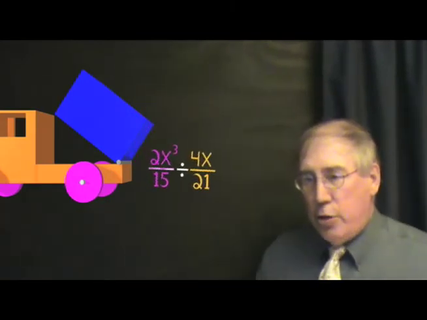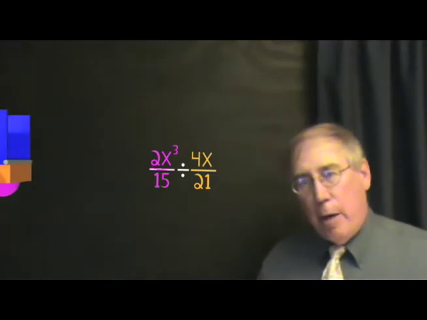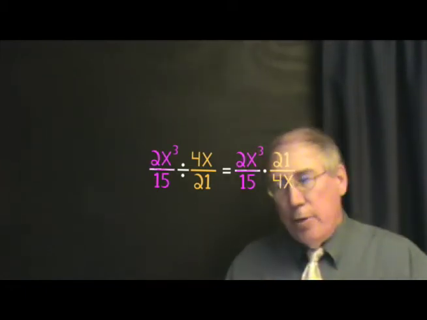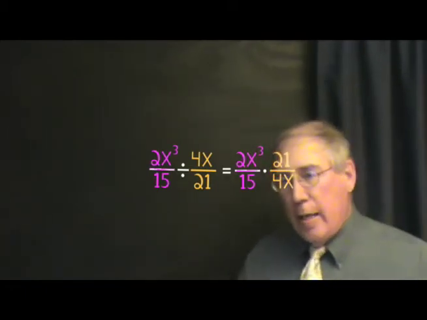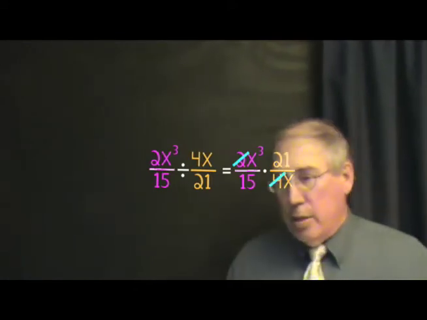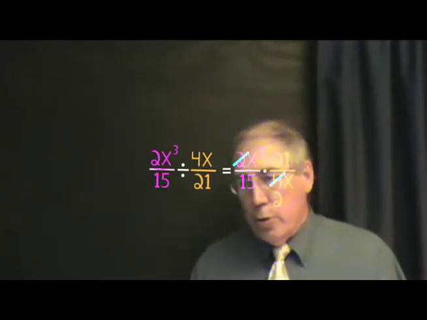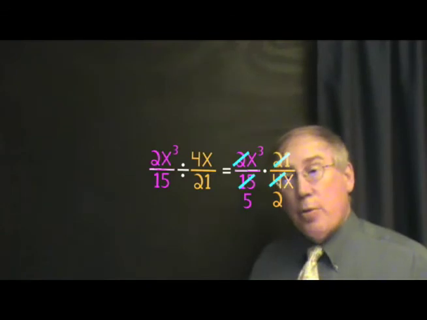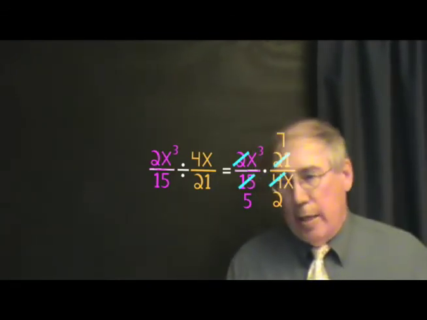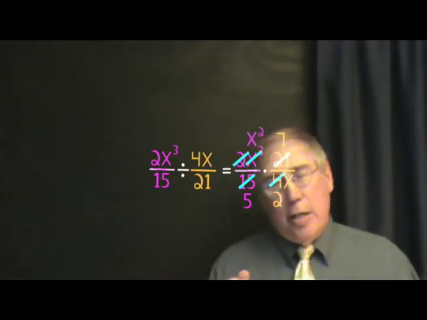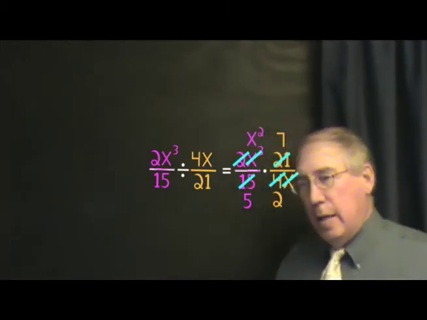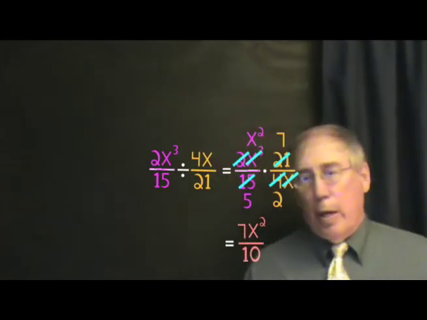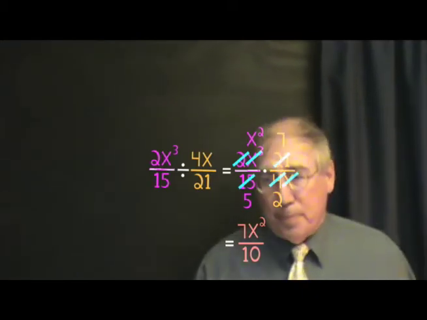All right, 2x cubed over 15 divided by 4x over 21. Take the second fraction, turn it upside down. Now let's do some canceling. 2 into 2 goes 1 time. 2 into 4 goes 2 times. Now 3 will go into 15 5 times, and 3 will go into 21 7 times. And then we can take an x into x cubed, and that's x squared, and x into x is just 1. Now, let's multiply across, and we get 7x squared over 10.